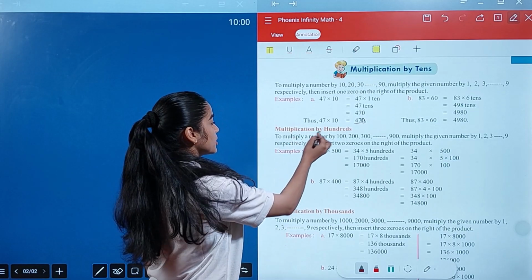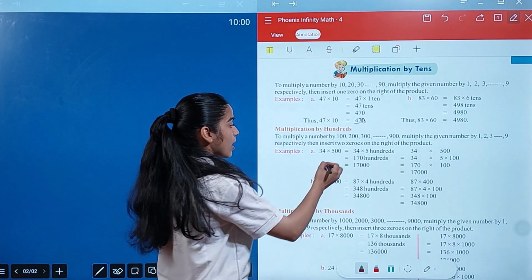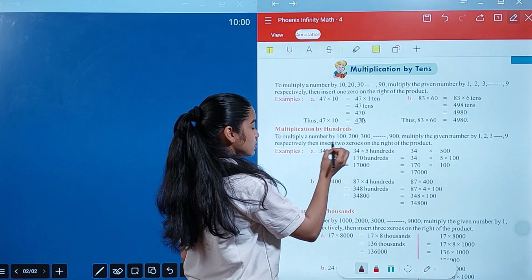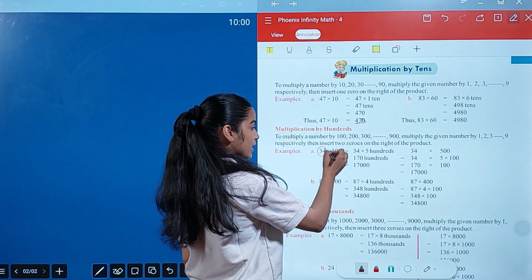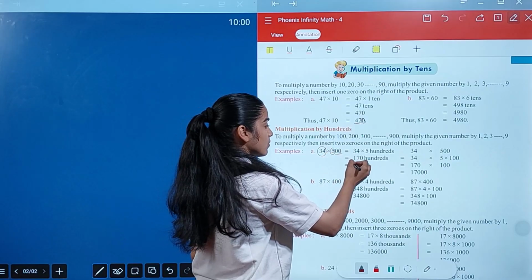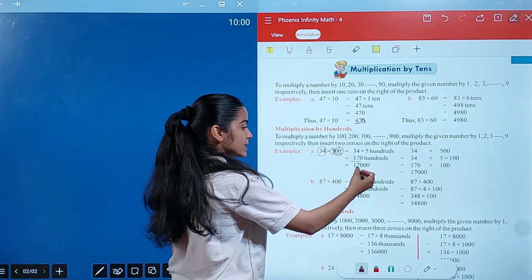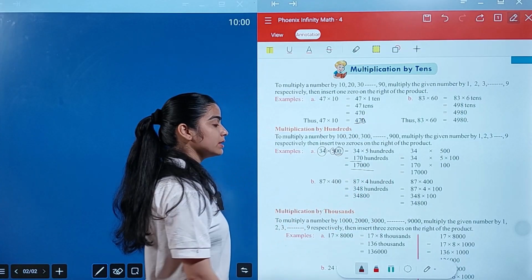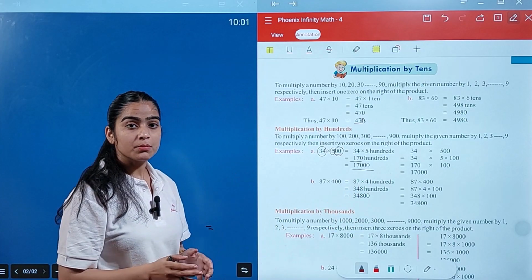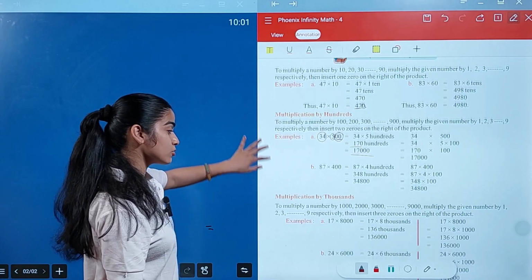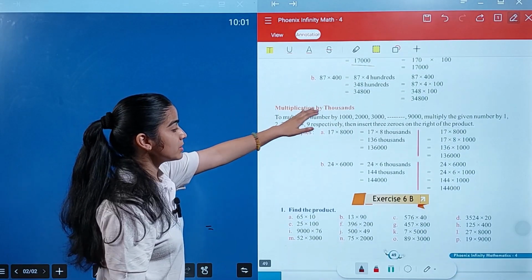Now we have multiplication by 100. In this case, you have two zeros and 5. So first you have to multiply 34 with 5. After this, you're getting 170. And these two zeros, you have to write as they are. So your final answer is 17,000. Multiplication with multiples of 10 is very easy, students. So don't be confused.